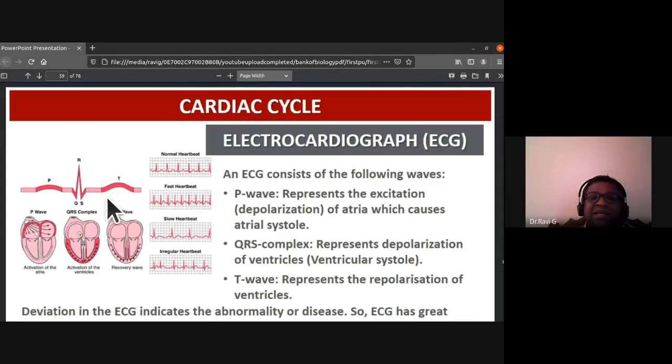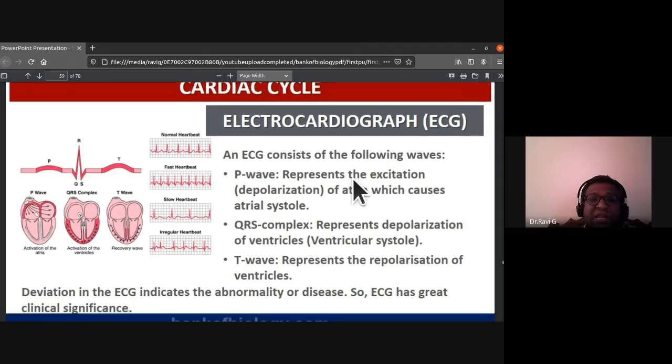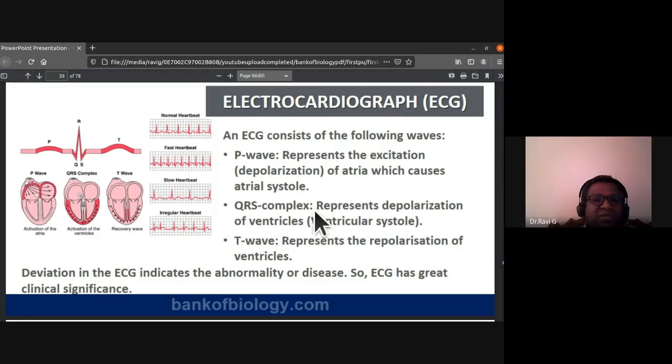An ECG consists of the following waves. Many times they have asked regarding the P wave, QRS complex, and T wave. In the NEET examination, remember this and give it priority, because I've seen many times questions, not only in CET but also in NEET, from the P wave, QRS complex, and T wave. You can notice the P wave, then there is the QRS complex, and the T wave. So these three are there.